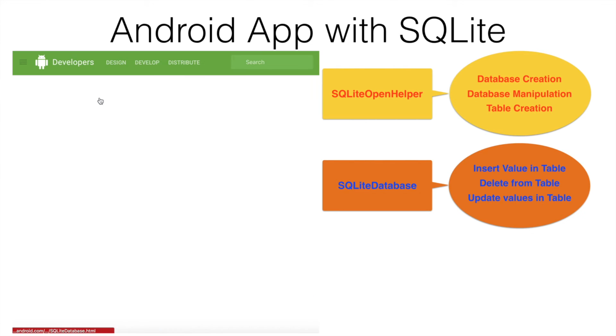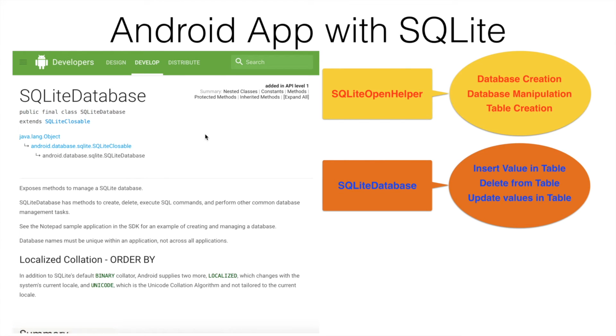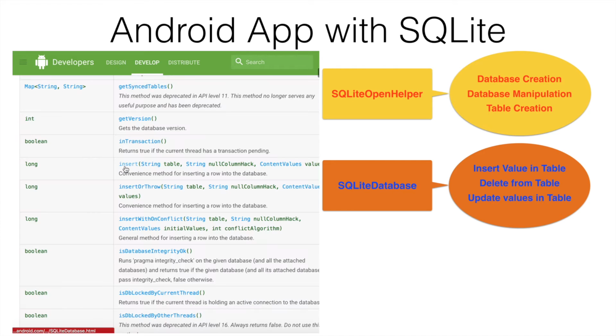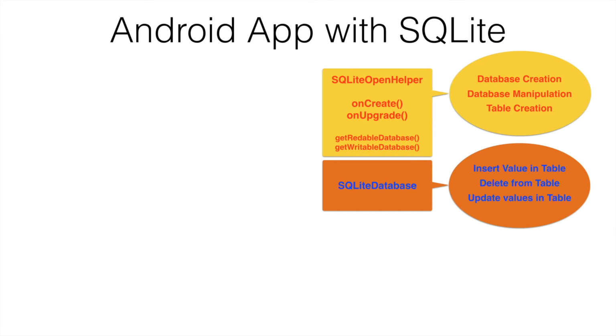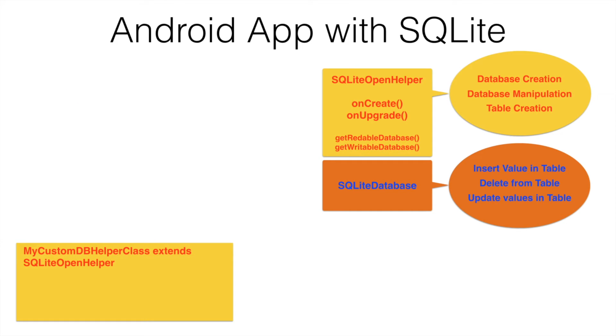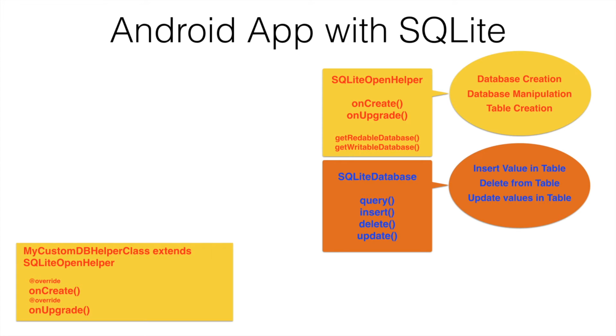The SQLiteDatabase API is a wrapper around the SQLite database itself. It basically helps you manage all the database operations such as insert, delete, update, and query. And it has other such utilitarian methods to deal with any of the database related operations. So what we will do is, we will create our own custom class which extends the SQLiteOpenHelper class. And this MyCustomDBHelper class will basically override the onCreate and onUpgrade methods. And the SQLiteDatabase comes with certain utilitarian methods like query, insert, delete, update to support the CRUD operations.